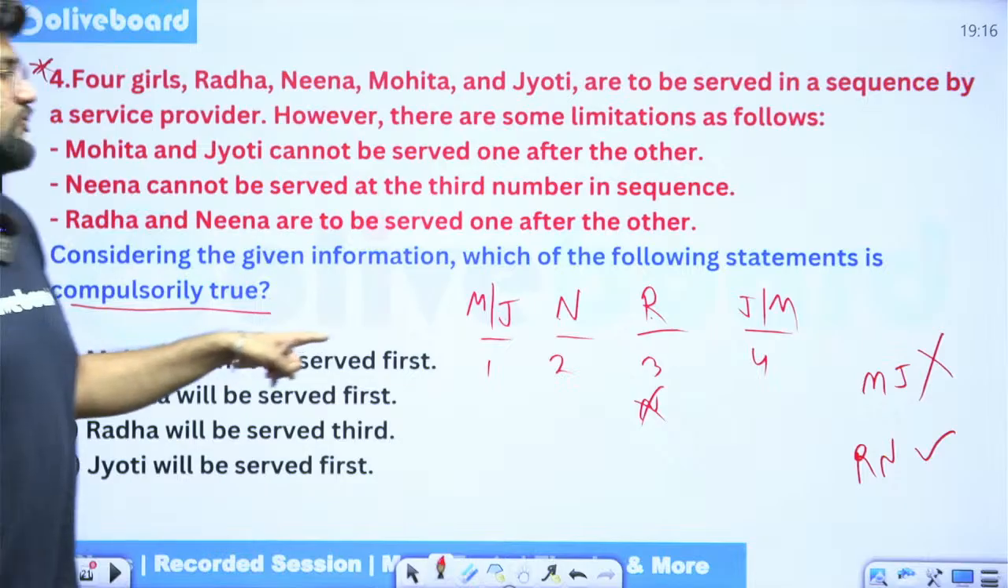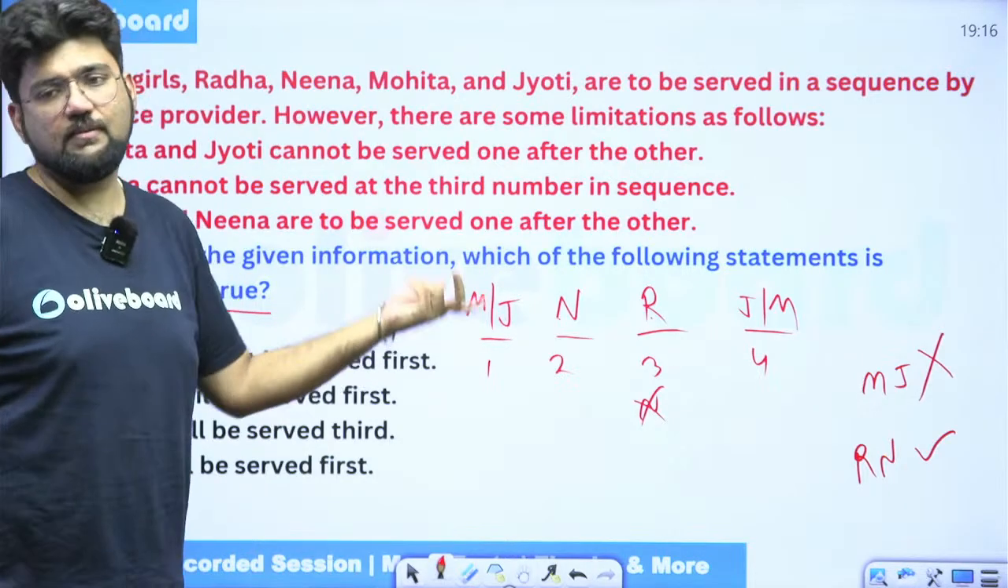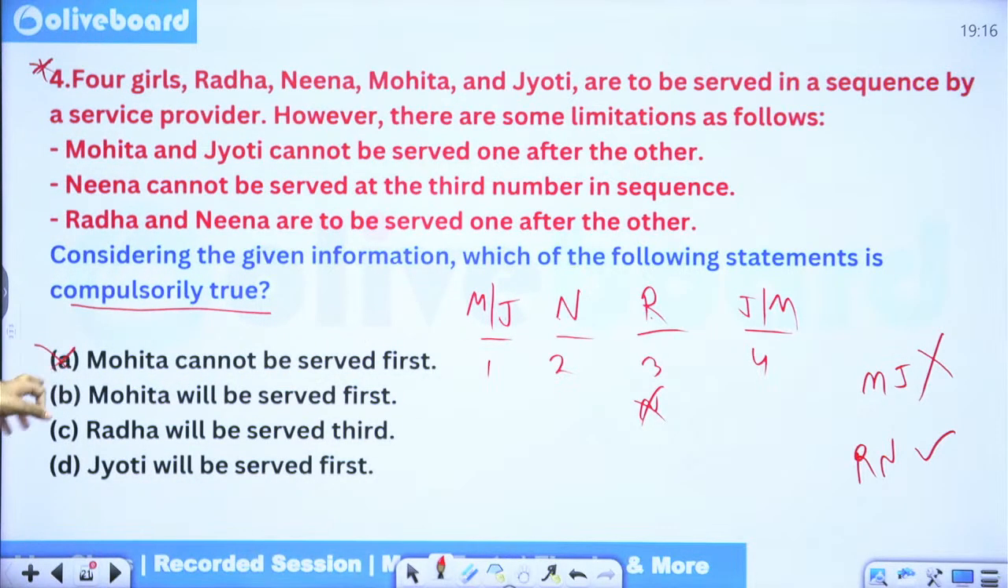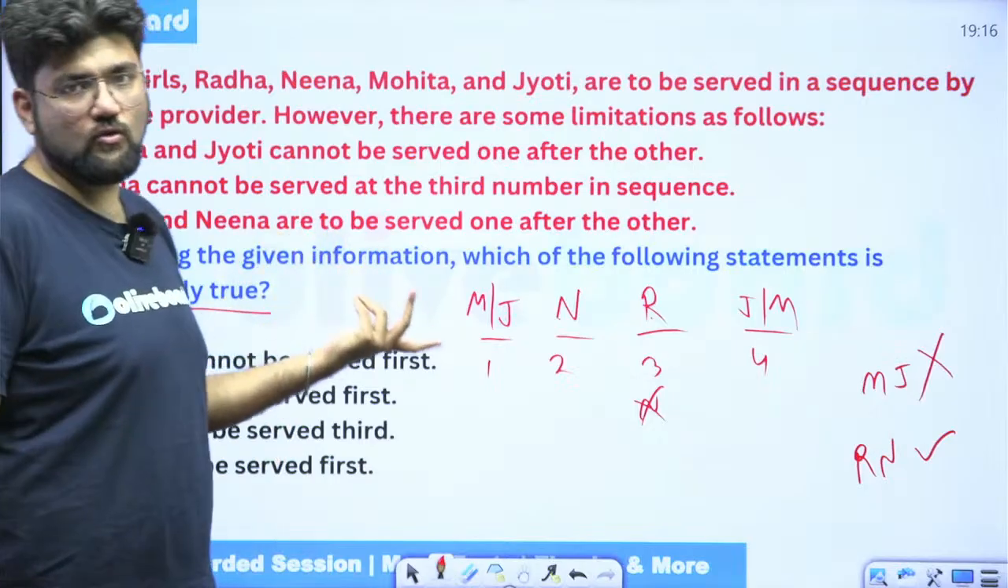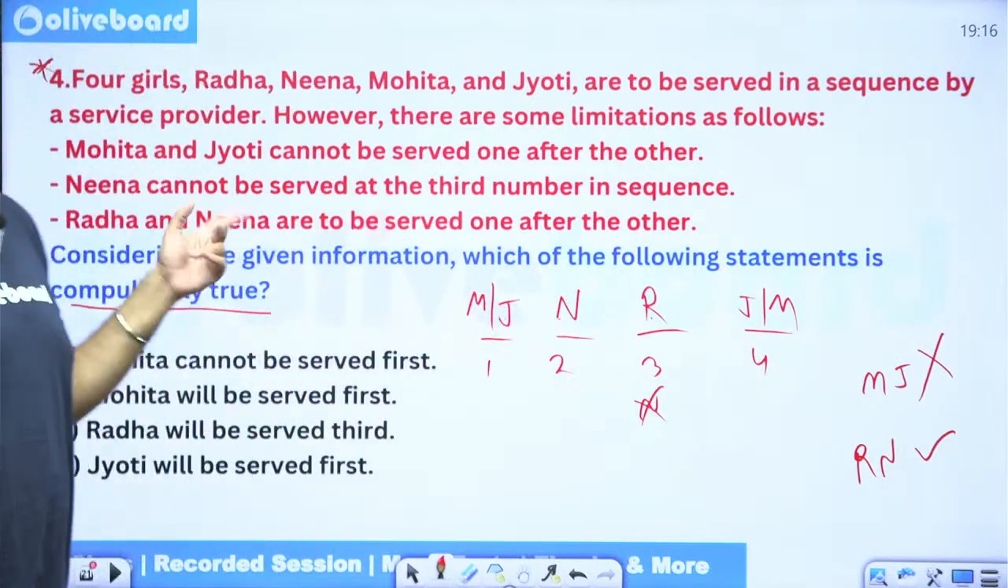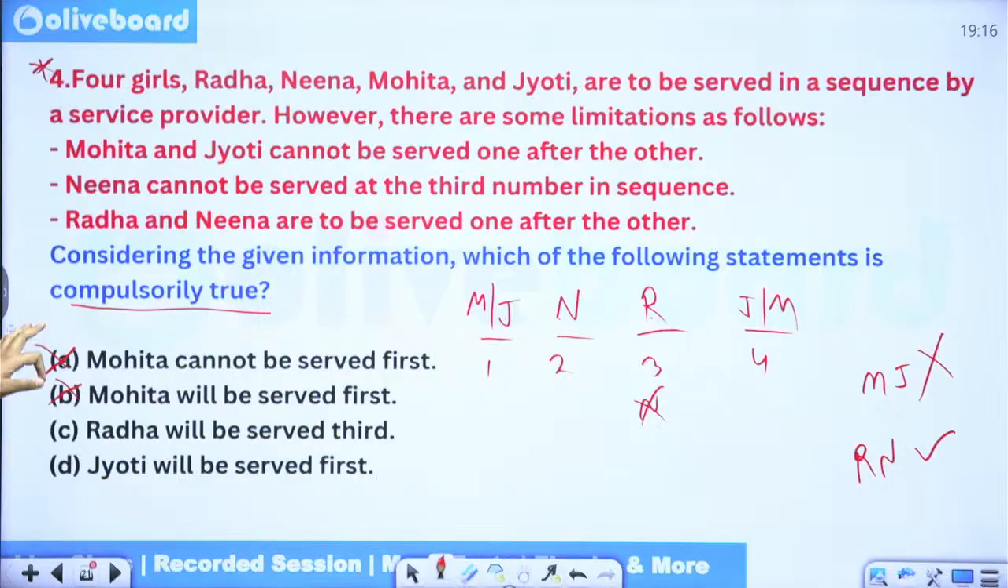Mohita cannot be served first. Is it true compulsorily? No. Maybe, maybe not. Mohita will be served first. Again, I don't know. Maybe, maybe not. So either of them is right, but both are not right.